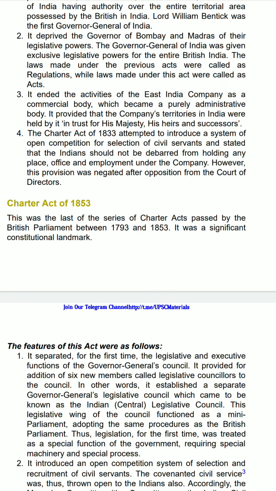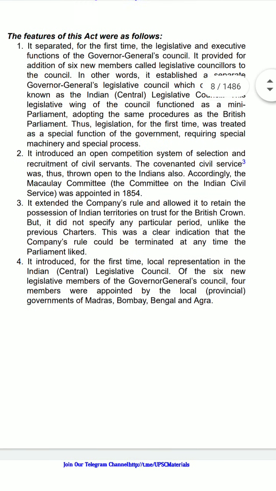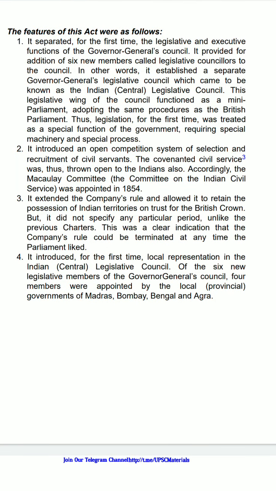Charter Act of 1853. This was the last of the series of Charter Acts passed by the British Parliament between 1793 and 1853. It was a significant constitutional landmark. The features of this act were as follows. It separated for the first time the legislative and executive functions of the Governor General's Council.